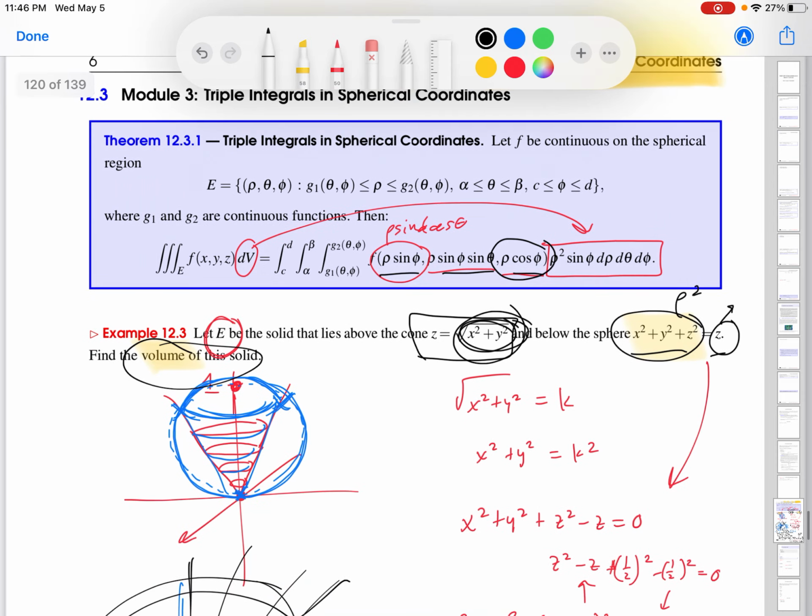So I would come back to this example and try your hand at this. And also the first module, the first video in this module, so that you can get a little bit of a sense again of how basic spherical coordinate graphs look like. What if rho is constant? What if theta is constant? What if phi is constant?